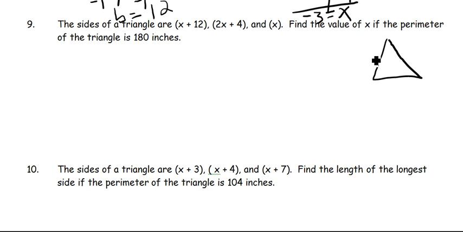To find a perimeter, we need to add this side, and this side. So let's say this side is x plus 12. So we'll go ahead and put x plus 12. This side is 2x plus 4. And this side is x. Now, of course, this is not drawn to scale, but it helps to show us. So if we take the perimeter is equal to 180, we just add these things together.